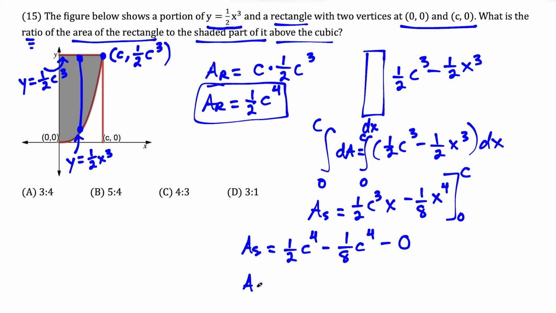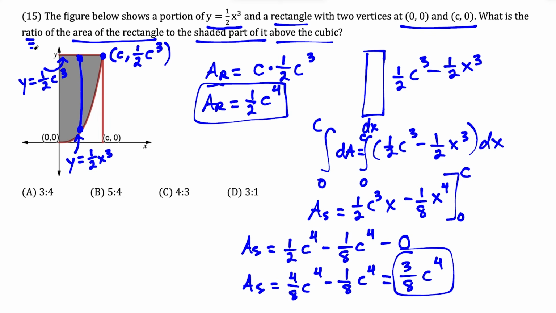So we're doing the area of the shaded region. I'm going to call this 4/8 c to the fourth, and I'm subtracting 1/8 c to the fourth. And now 4/8 minus 1/8 is 3/8, and then we have c to the fourth. So this is the area of the shaded region.